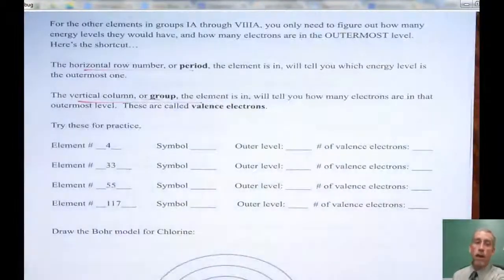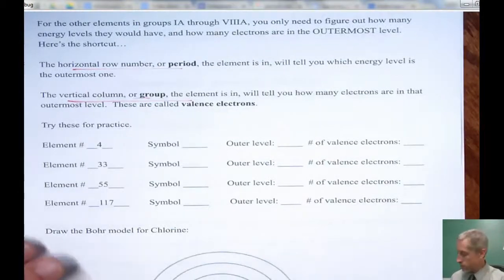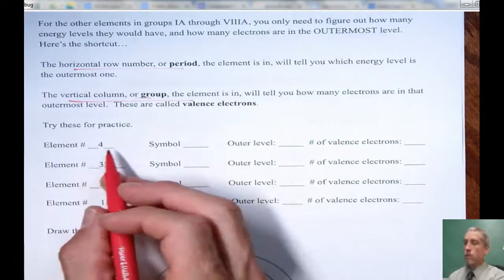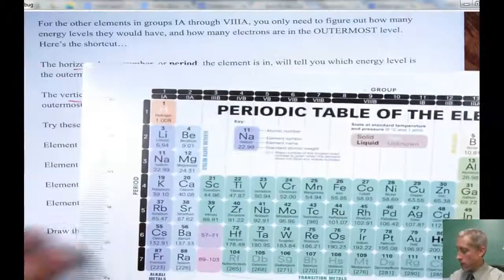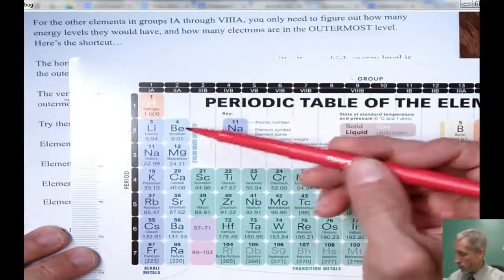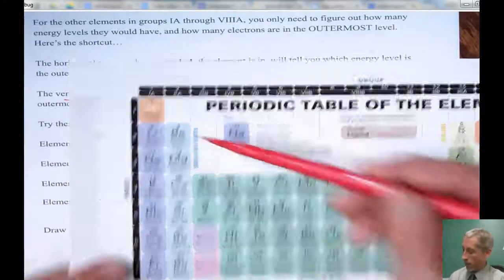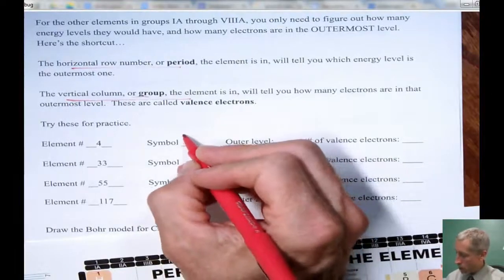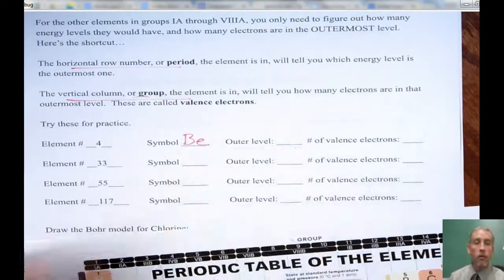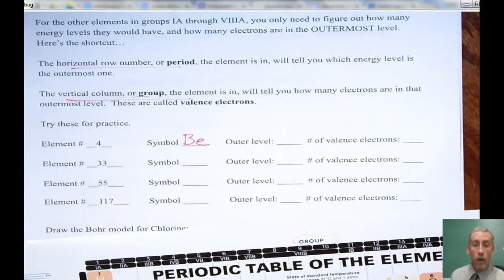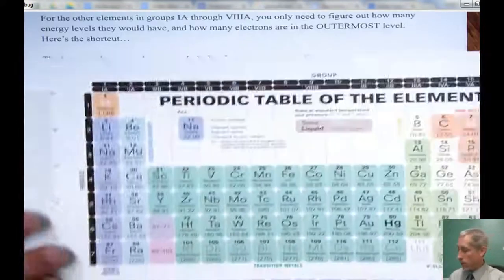So this provides a nice little shortcut if I only ask you for that kind of information. So for example, let's just do this for practice. Element number 4. So get a periodic table and take a look, or you can look at mine here. Here's element number 4. Its name is beryllium. It has the symbol Be. I'll remind you that the first letter should be capitalized and the second letter lowercase. I'm going to ask you which is the outer energy level in beryllium.